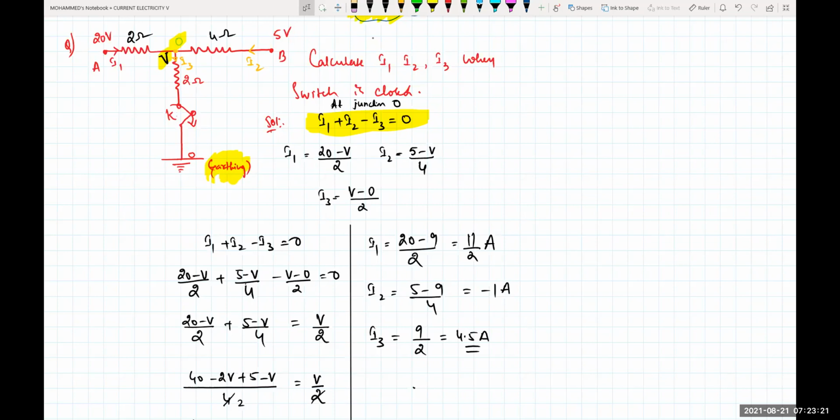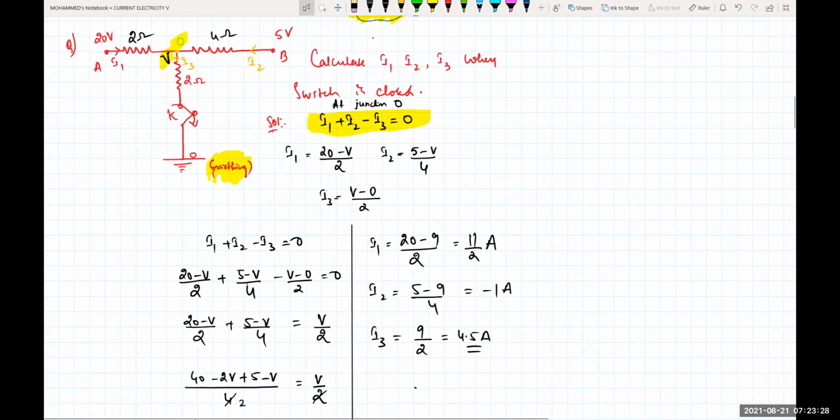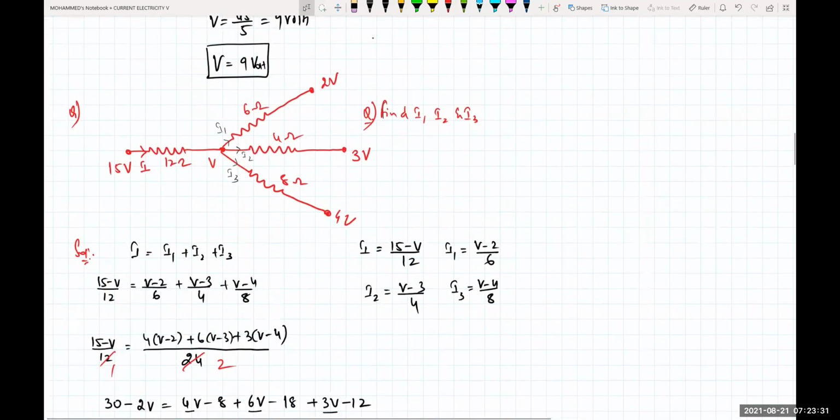From the current I, it is coming and getting divided into I2 and I3. You can do it like that also. Is it clear? Sure. Next question.